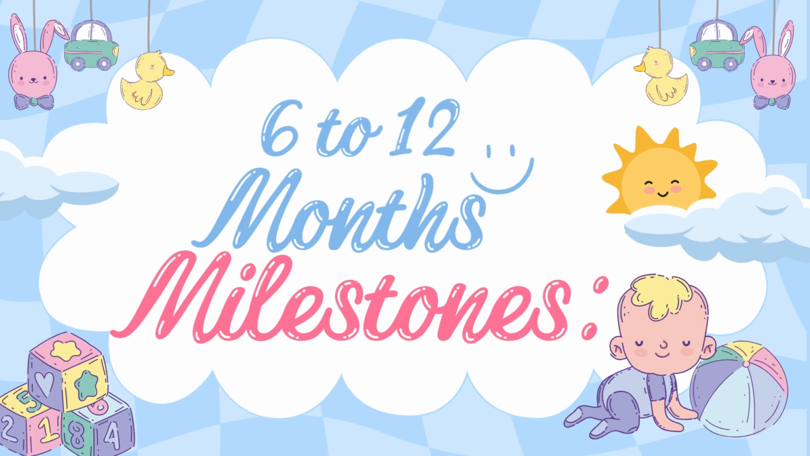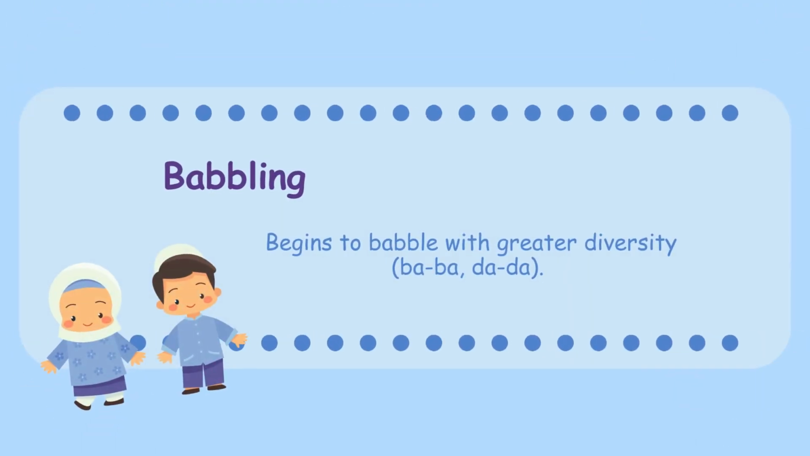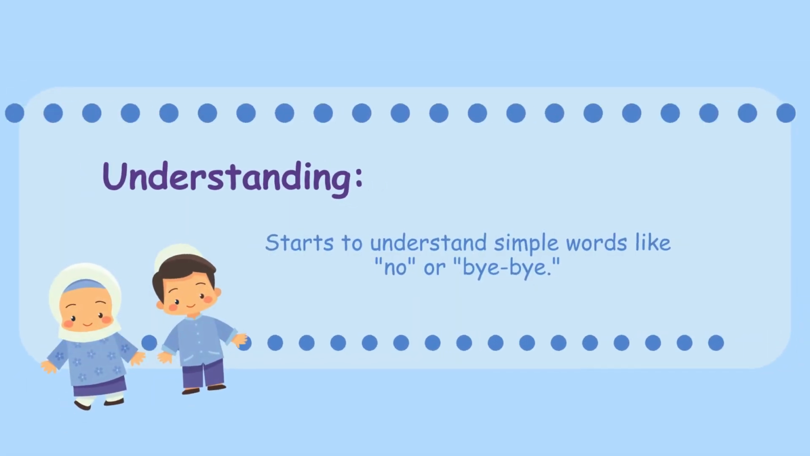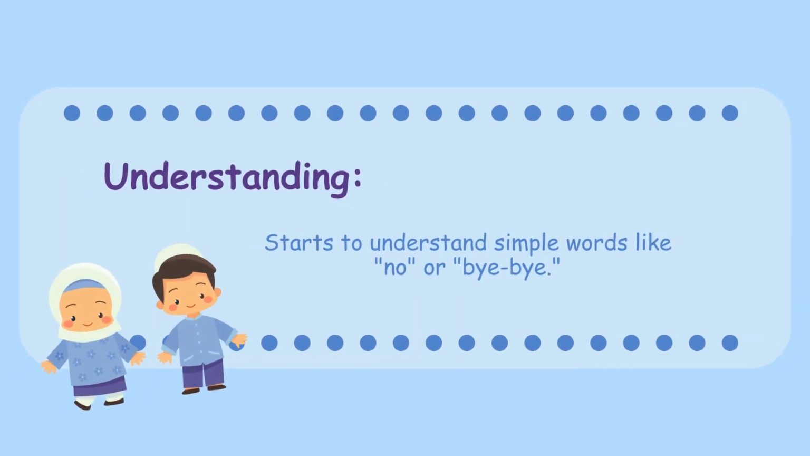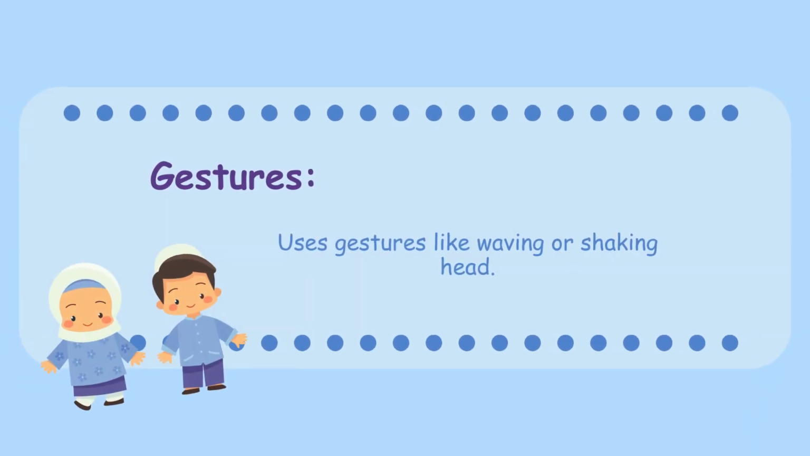6 to 12 months milestones. Babbling: begins to babble with greater diversity, like baba, dada. Understanding: starts to understand simple words like no or bye-bye. Gestures: uses gestures like waving or shaking head.